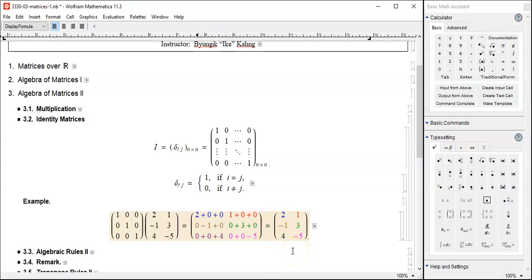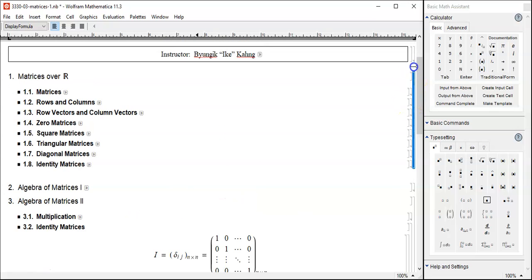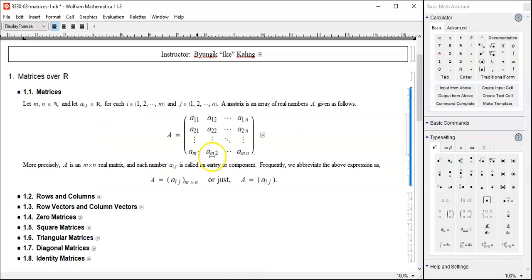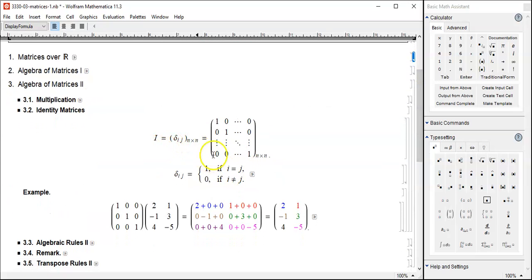By the way, for identity matrix, the ij entry is traditionally written as delta ij. Previously, what did we do? We used expressions like aij for A, bij, cij, those kind of things. But for identity matrix I, typically we use delta ij for historical reason.